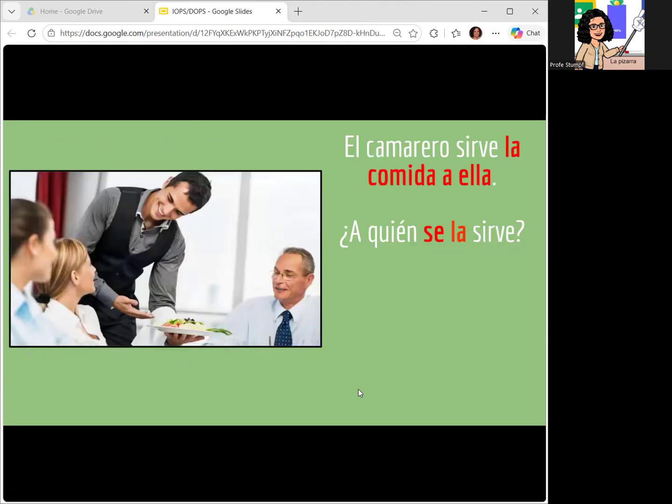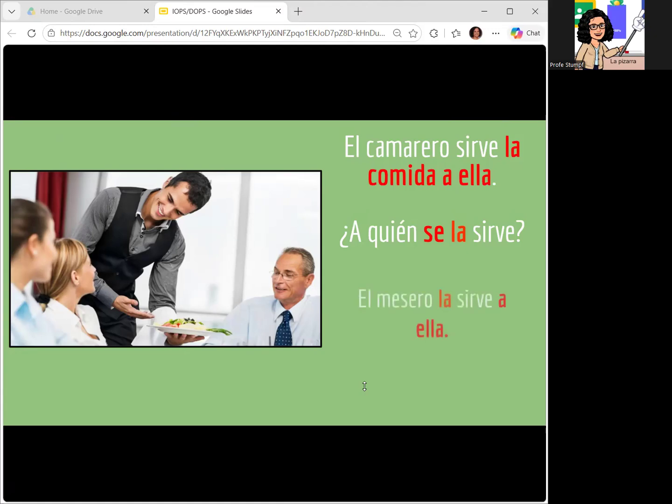So let's review a little bit with the actual indirect object pronouns. The sentence is, el camarero sirve la comida a ella. So we need to figure out who's receiving the action. Who is the person that's going to receive this food? The person that will receive the food would be ella. So we need to replace a ella, or leave it in the sentence if we want to be more clear, with le, because the indirect object pronouns are me, te, le, nos, les.